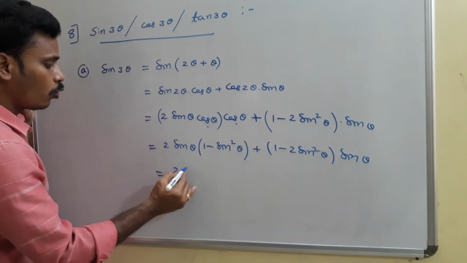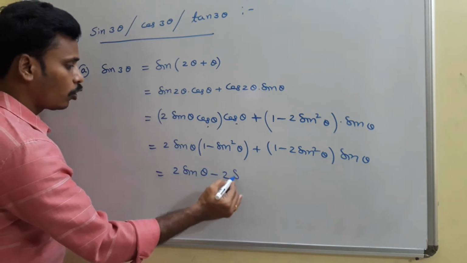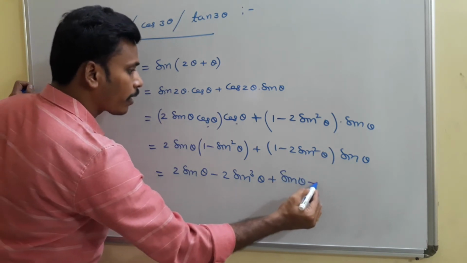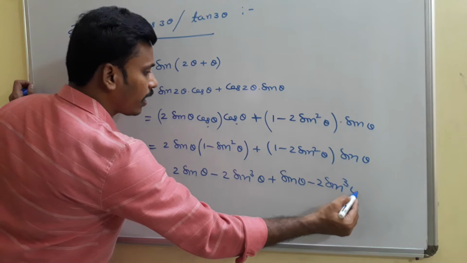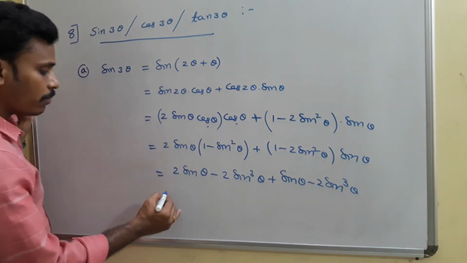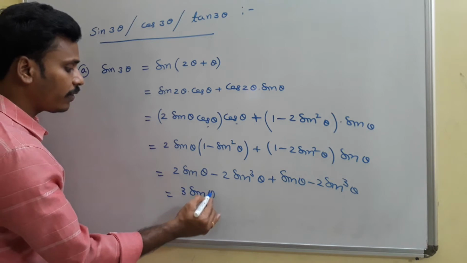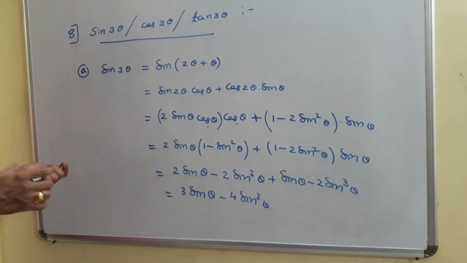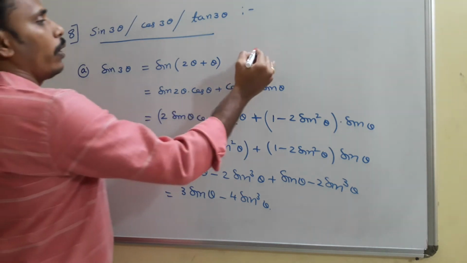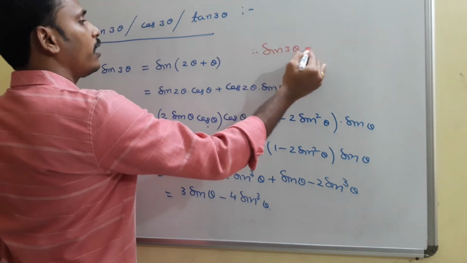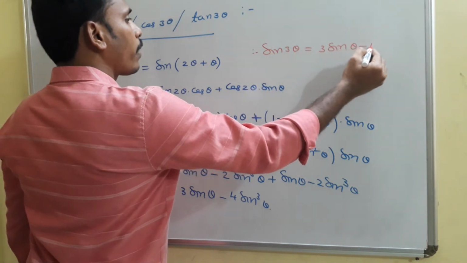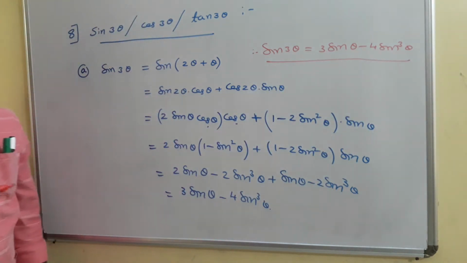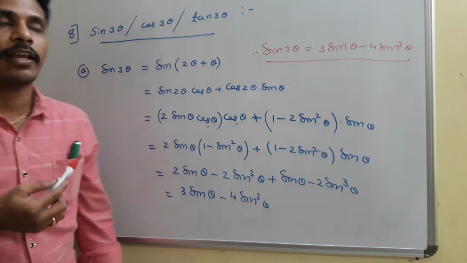You just multiply: 2 sin theta minus 2 sin cube theta, plus 1 into sin theta is sin theta, minus 2 sin square theta into sin theta is 2 sin cube theta. At the end, on simplification, you can rewrite it like 3 sin theta minus 4 sin cube theta. Therefore sin 3 theta is equal to 3 sin theta minus 4 sin cube theta. That's what you need to memorize. How to derive how sin 3 theta is 3 sin theta minus 4 sin cube theta.